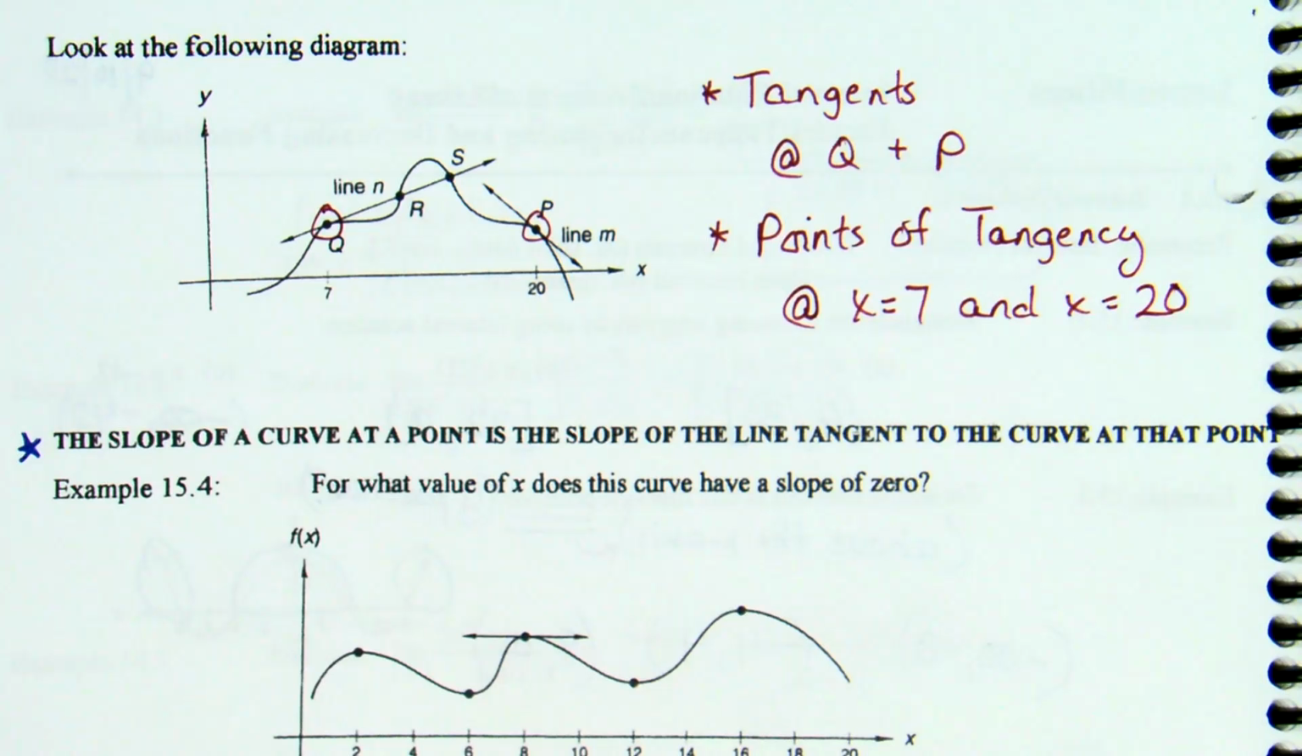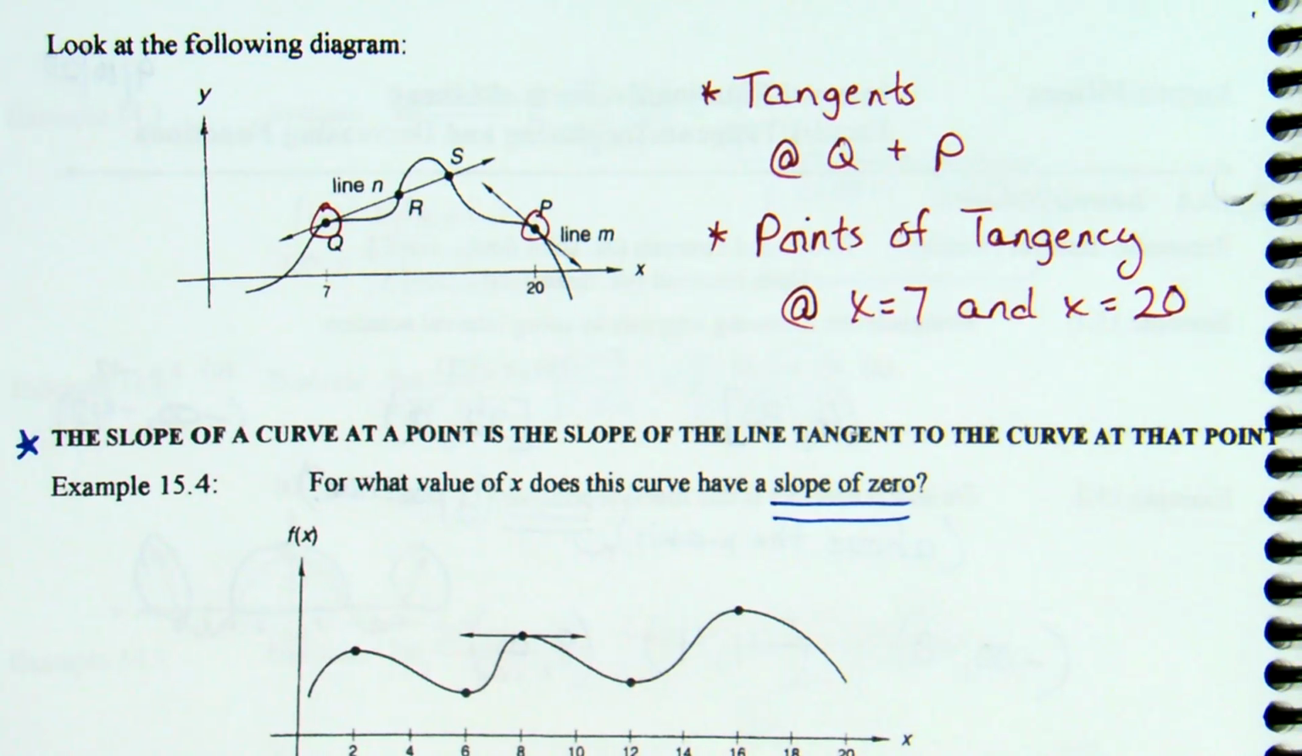So, the slope of a curve at a point is the slope of the line tangent to the curve at that point. With that in mind, this question is asking for what value of x does this curve have a slope of 0? What does a slope of 0 mean to you? Okay, a slope of 0 goes along with a horizontal line. That's old news, going back to our Algebra 1 days. Sorry, taking you back to middle school.